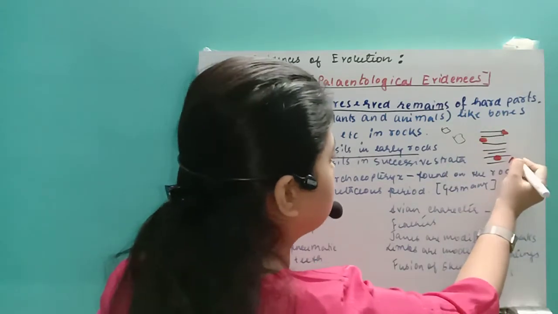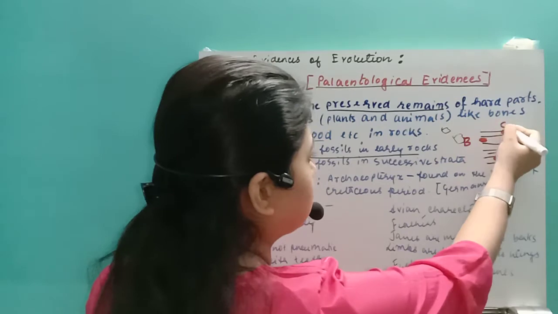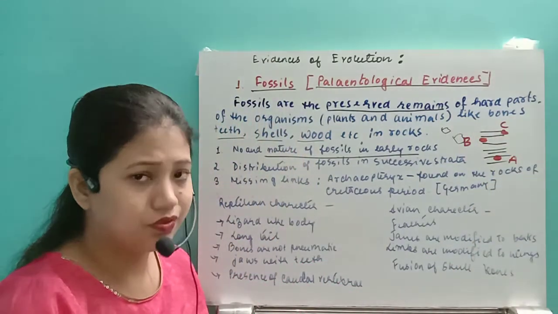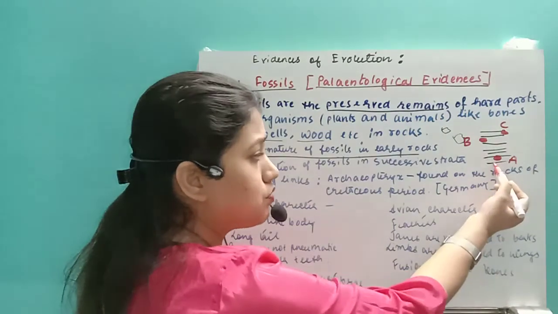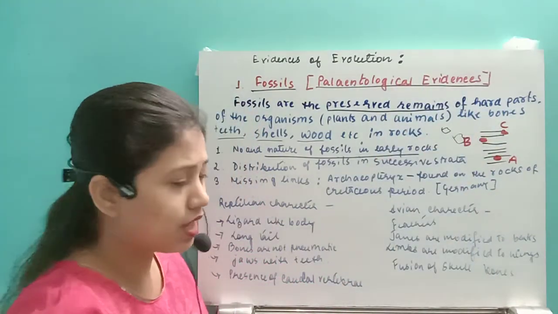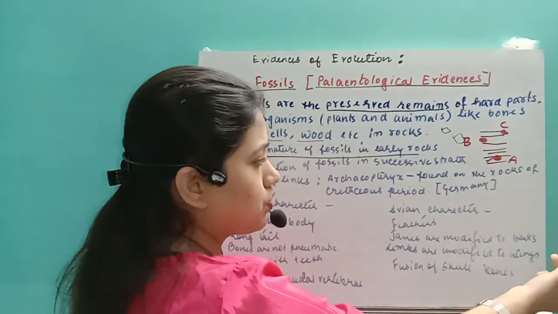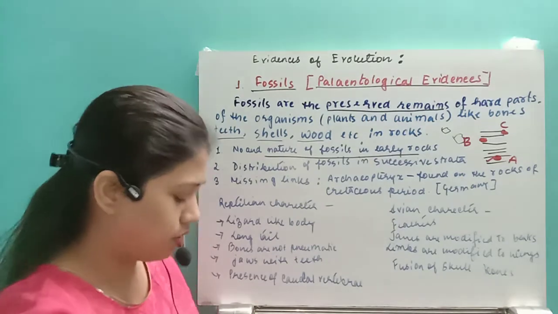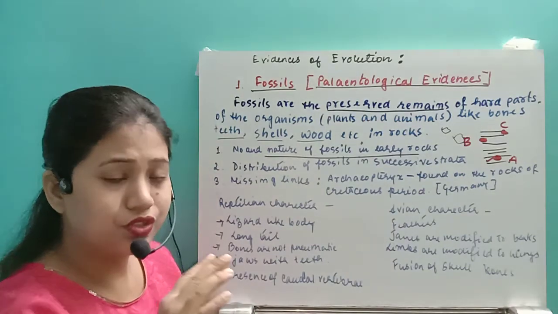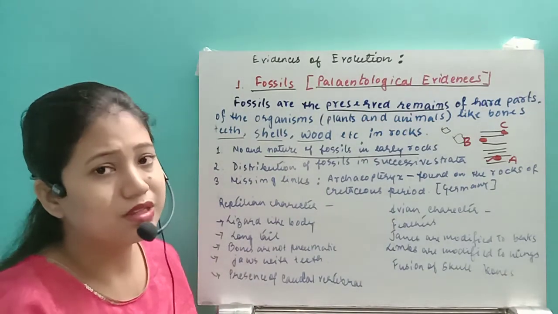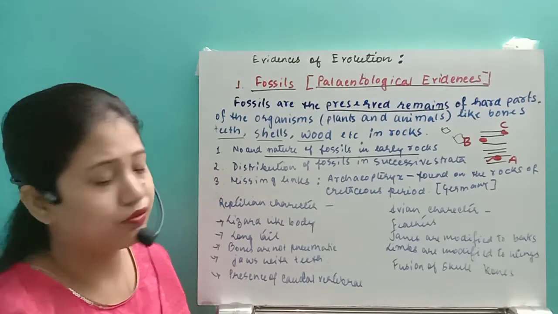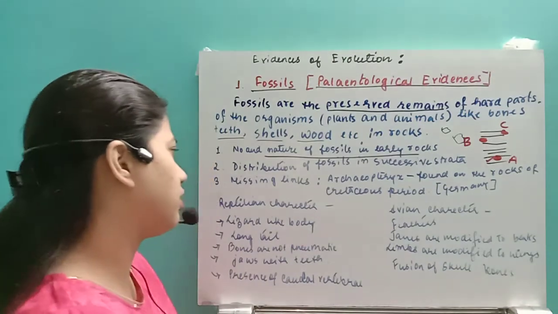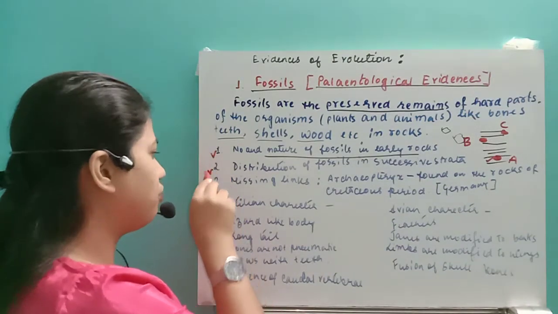Suppose I have given the terms A, B and C. What do you think, which is the newest fossil and which is the oldest fossil? The oldest fossil is this, which is submerged below, isn't it? So this is the oldest fossil, this is the middle, and this is the new fossil. So depending on which strata the organism is present, depending on that we can find the age of the fossil. Okay, so these 2 points I hope you understand.